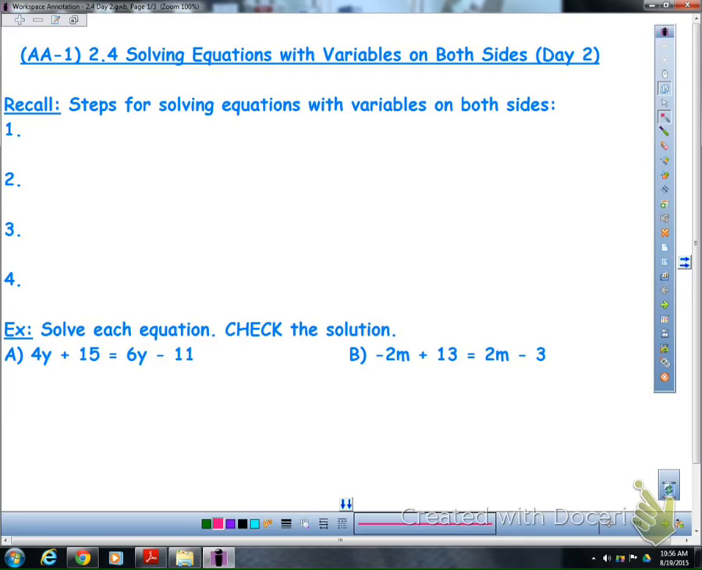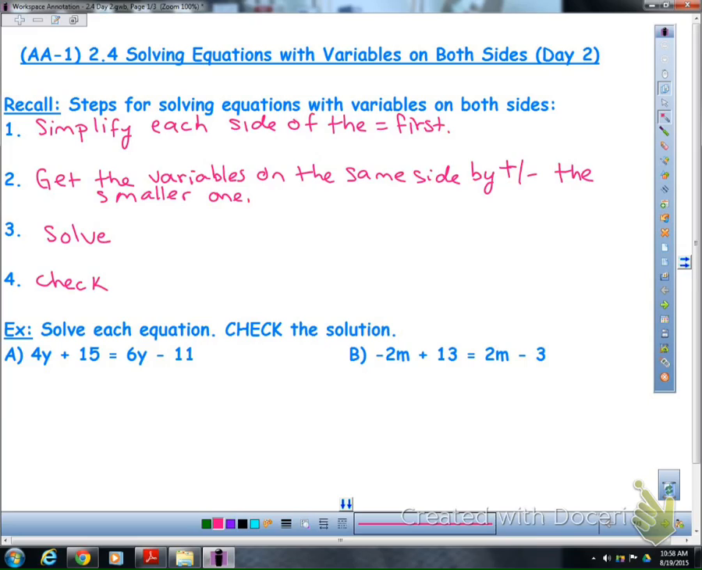Remember that yesterday we had 4 steps, so take a minute, pause the video, and see if you can remember the 4 steps. Okay, there are your 4 steps. Please copy them down or make any changes that you need to your notes, and you can pause the video while you do it.